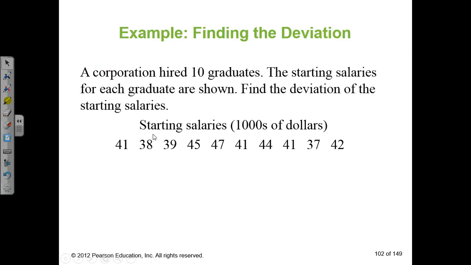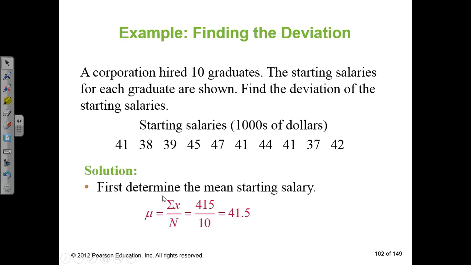Going back to our example with these 10 graduates. Now, if we are only interested in these 10 graduates, and this is not a sample from a larger population, then the first thing we need to find is the population mean, mu. Add up these 10 numbers, divide by 10, and we get 41.5. So the average starting salary is $41.5 thousand.